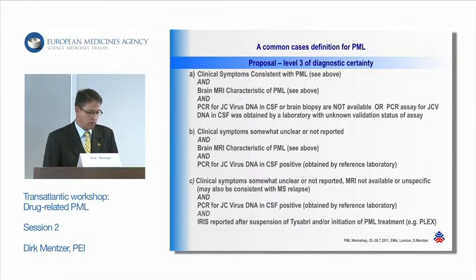The second would be that the clinical symptoms are not clear or not reported in follow-up, but the brain MRI scan is characteristic for PML, and the JC virus in CSF is also characteristic and positive for PML. And for the third possibility, we do have the clinical symptoms again, which are unclear or not reported. The MRI is not available or unspecific, but we do have positive PCR for JCV DNA in the CSF, and we have reports of the presence of IRIS following the suspension of Tysabri. So those are the level 3 diagnostic criteria.